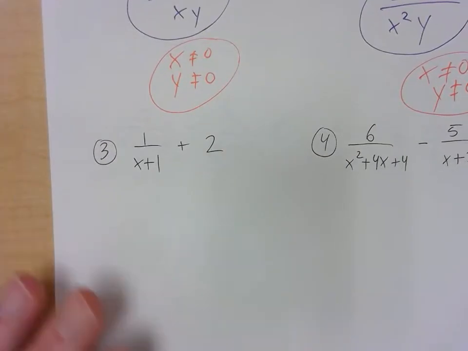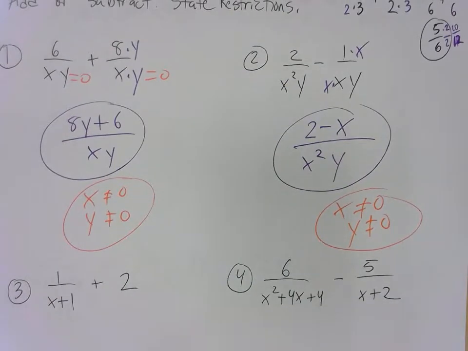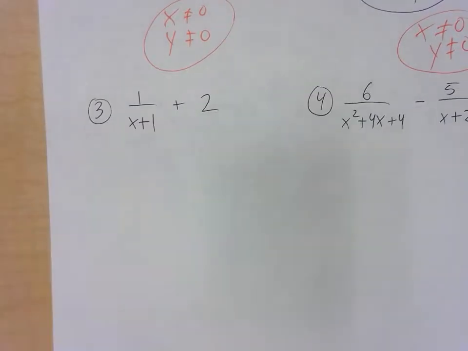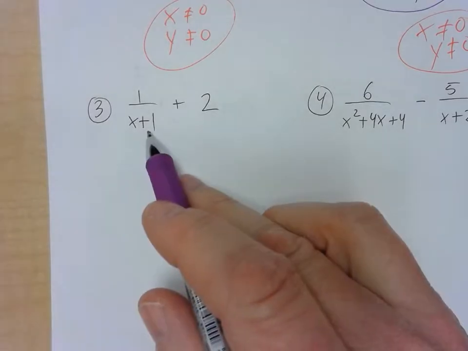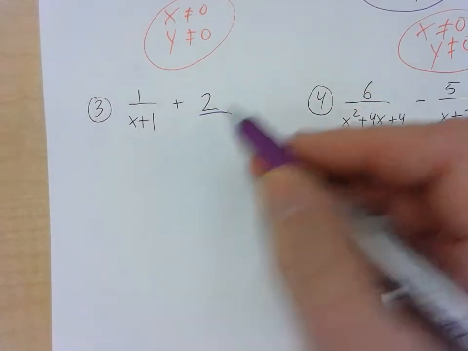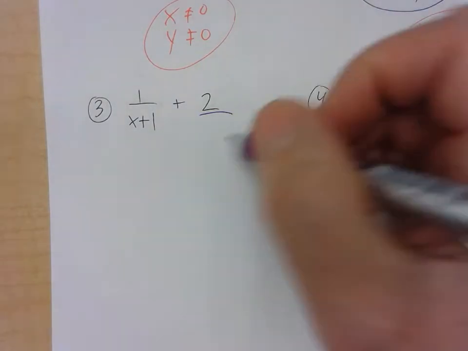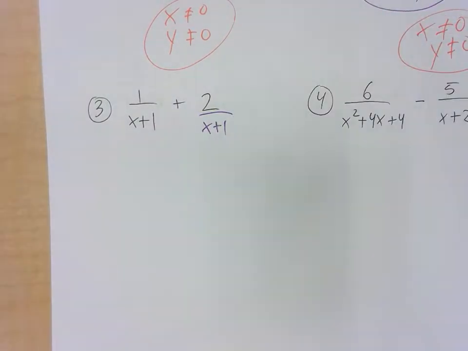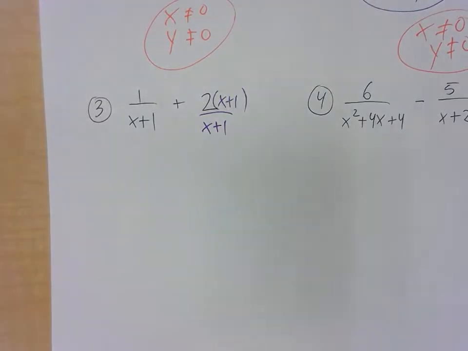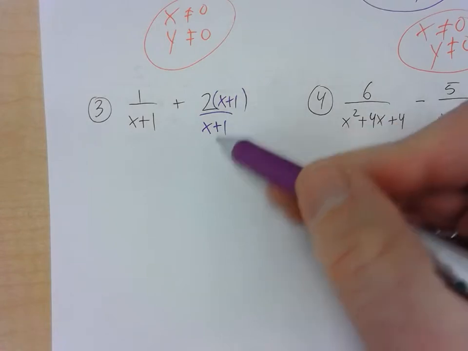Now we're moving on to the next one, which is getting a common denominator. This denominator has an x plus 1, and this denominator doesn't have anything except an invisible 1. So I just need to multiply the bottom of that fraction by x plus 1, and then do the same thing to the top over here. So x plus 1 over x plus 1 cancels out, and you're left with 2.